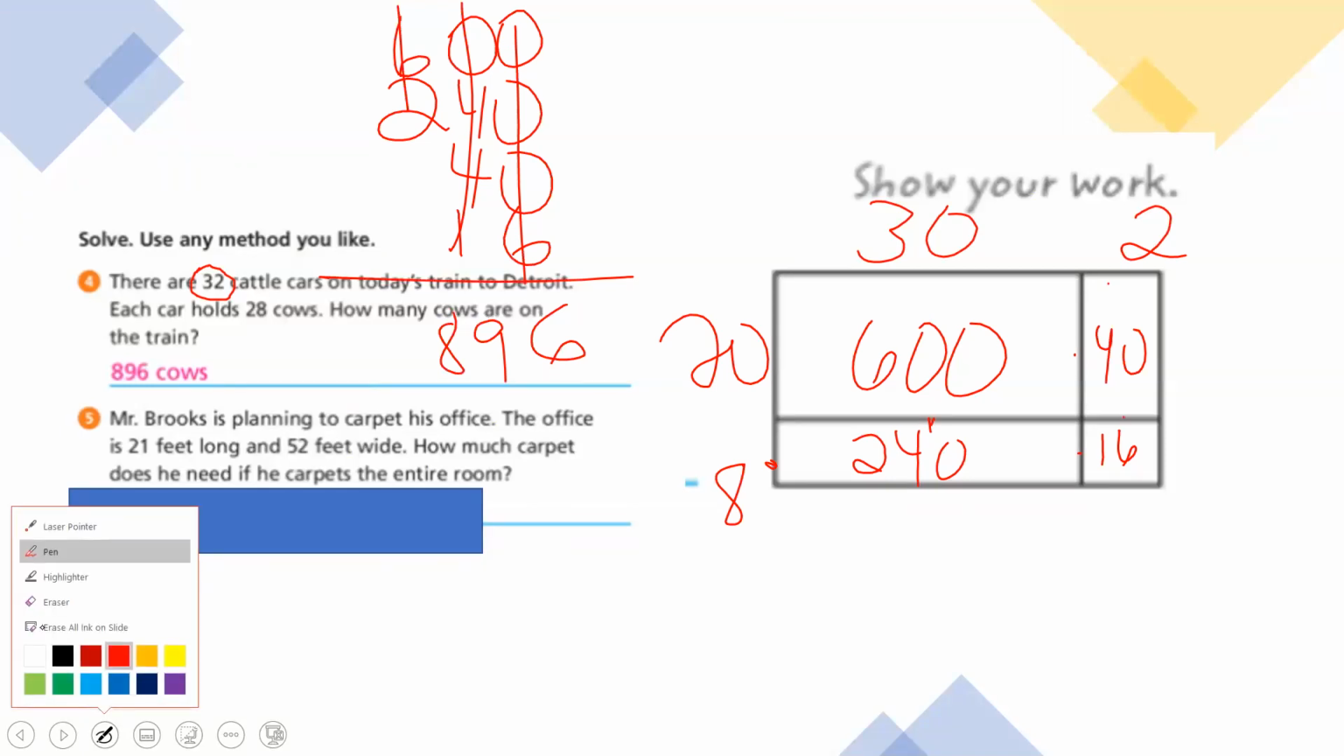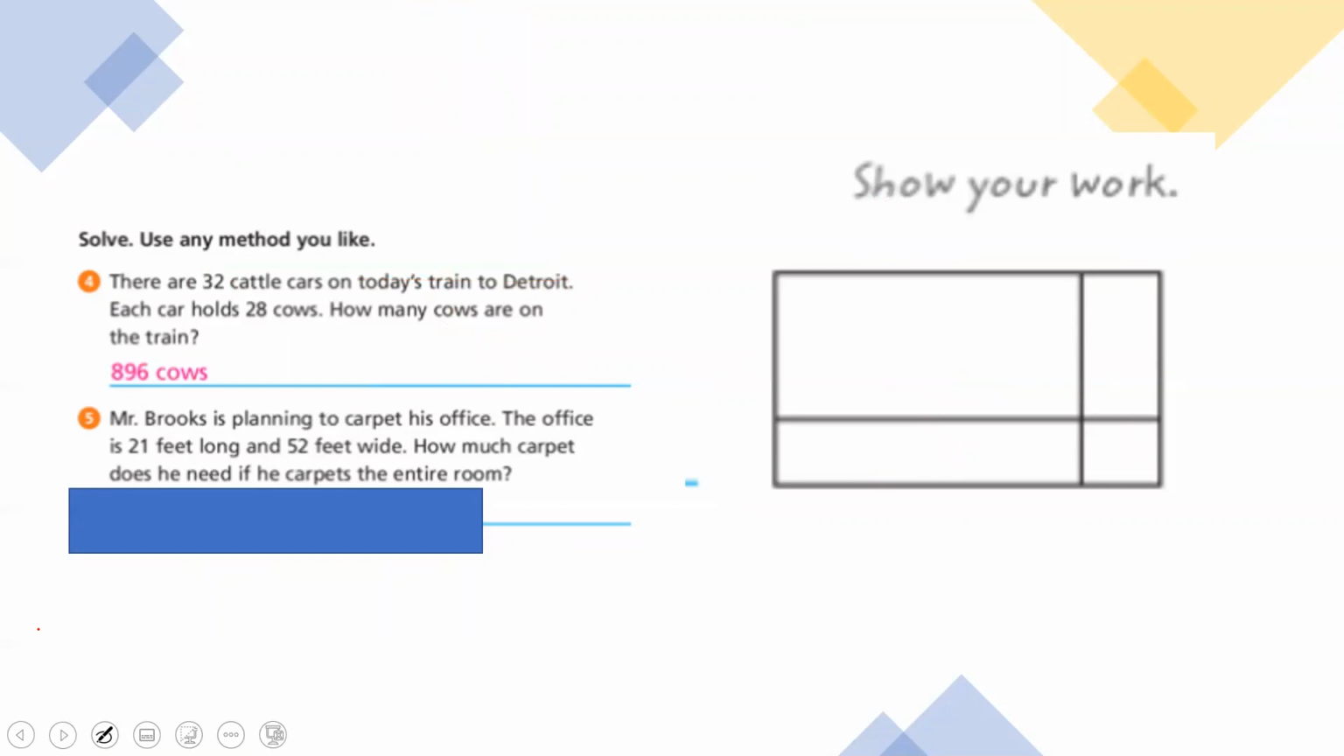All right. And then Mr. Brooks is planning to carpet his office. The office is 21 by 52 feet. We need to figure out the area of the room. So it's 52 by 21.